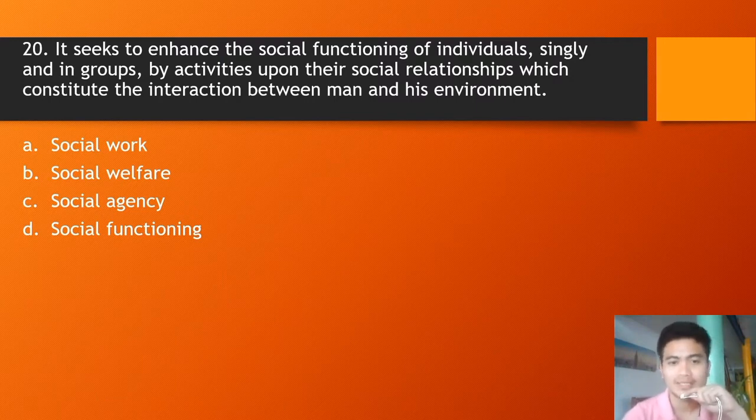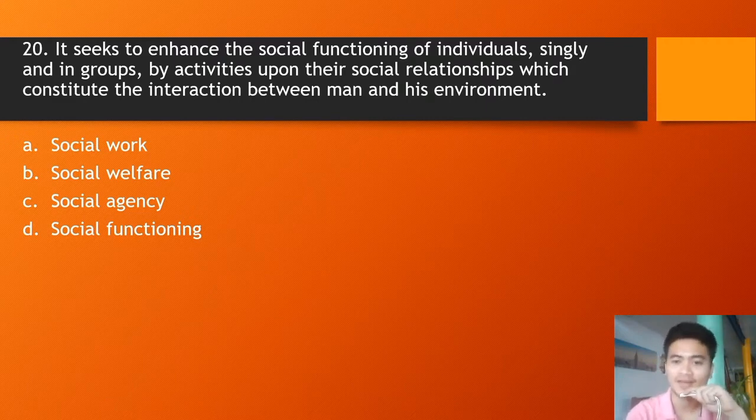And social agency is also not the answer because social agency refers to the resources organized by an institution. Again, it is not enough that we have resources for there automatically to be well social functioning. Again, it should be utilized. But the question here is, who is utilizing those resources to be converted into the well-being of the clients?